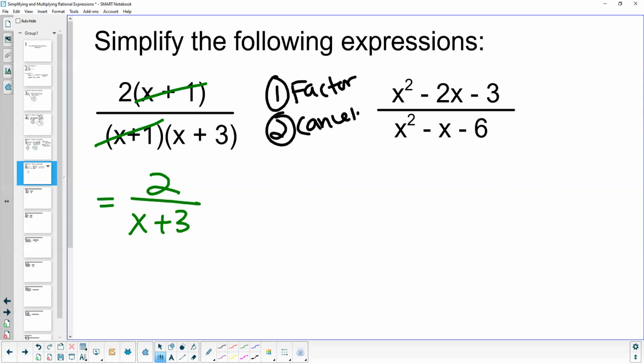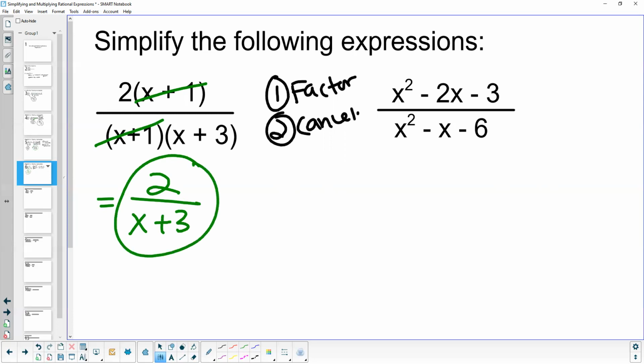Now the top is just a monomial, as simple as it can get. The bottom is an x plus a 3. Because the operation between that x and 3 is not a multiply, I cannot cancel anything else out, and this is my simplest form. Now let's take a look at this next one over here.